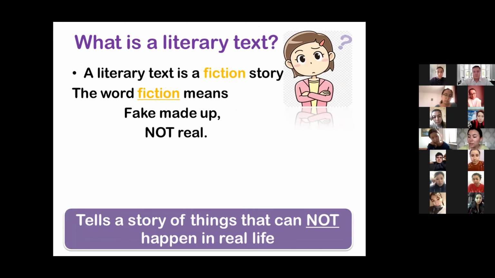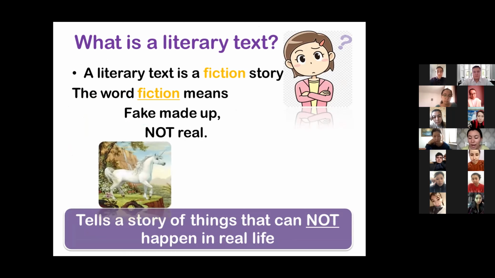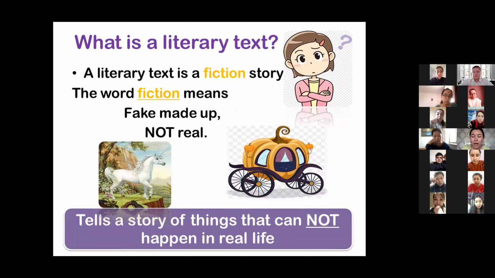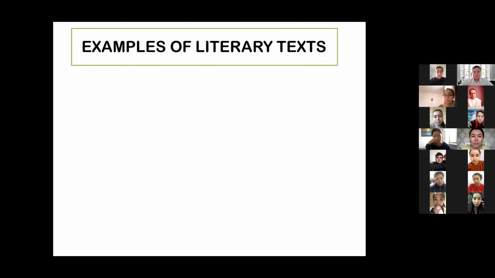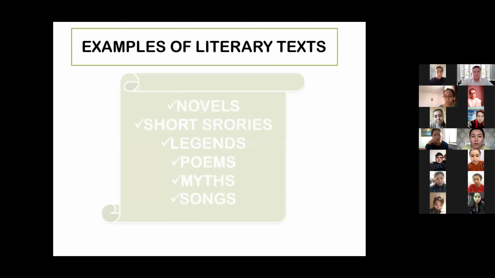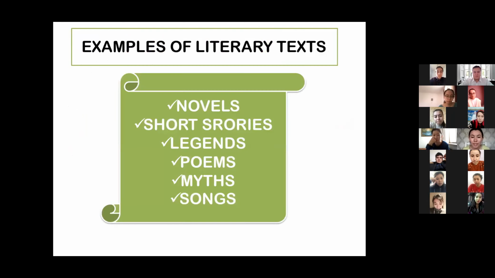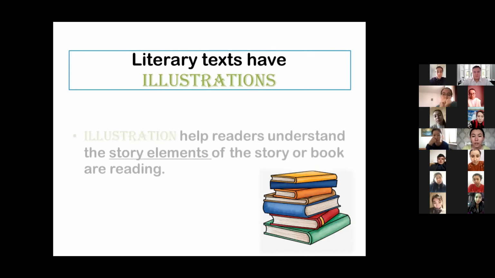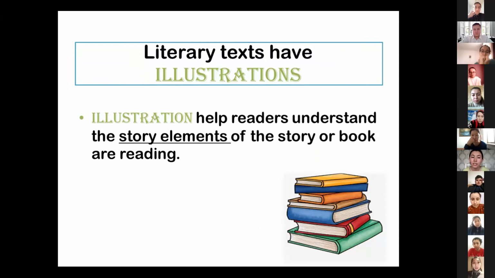For example, a story about a unicorn, a rat dressed like a pirate, or a pumpkin that turns into a carriage. So I would like to talk about examples of literary texts. There are novels, short stories, legends, poems, myths, and songs. Literary texts have illustrations. Illustrations help readers understand the story.